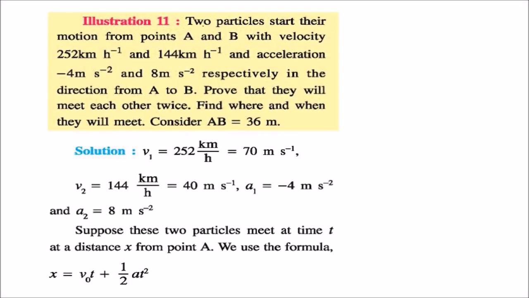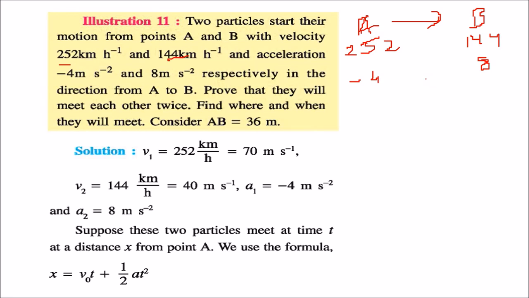Two particles start their motion from points A and B with velocities of 252 and 144. The acceleration of the first is given as minus 4 meter per second square, and in this case it is 8 meter per second square in the direction A to B. We have to prove that they will meet each other twice.